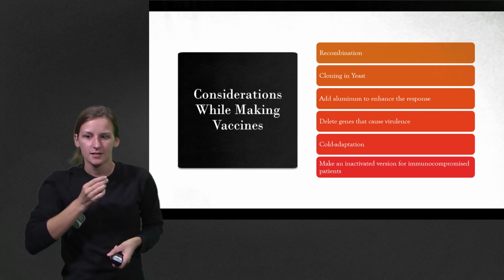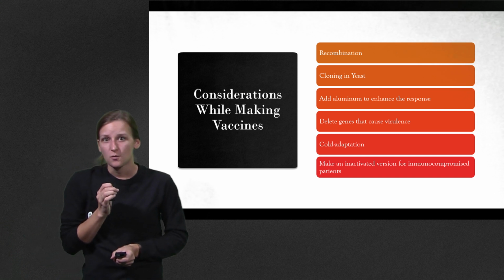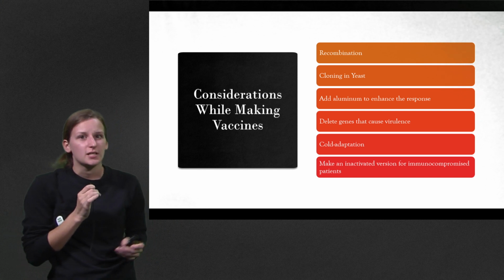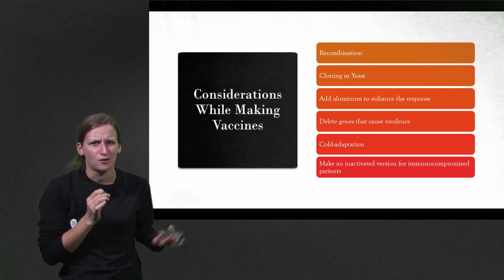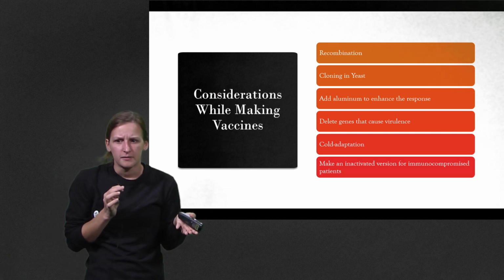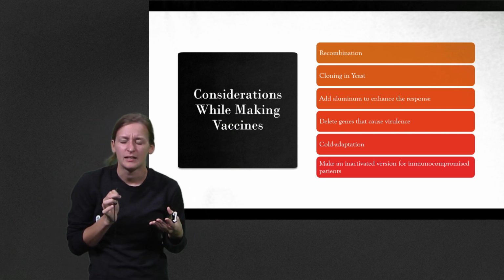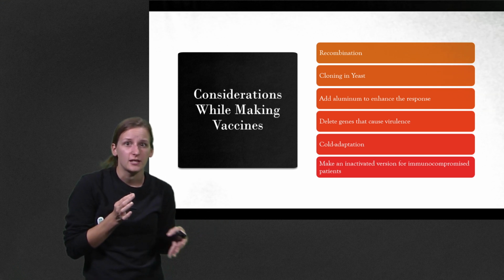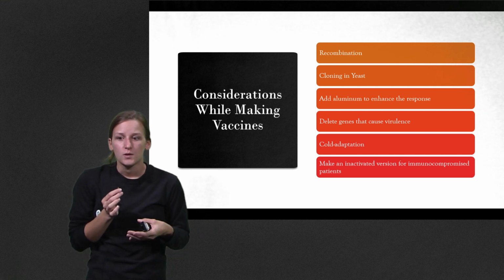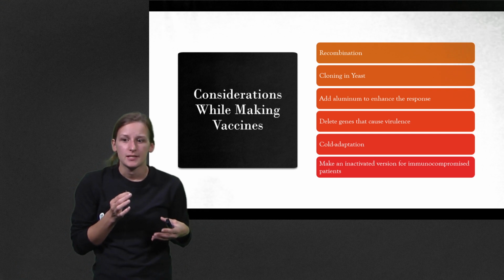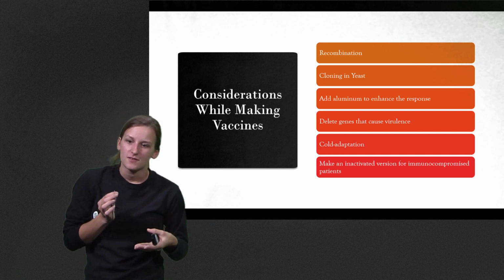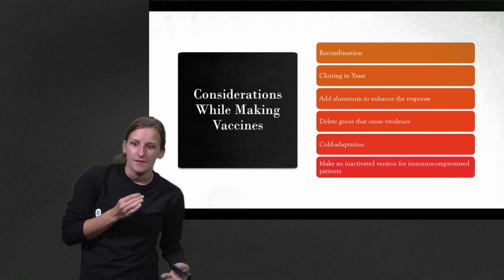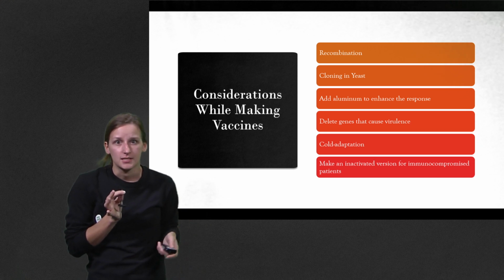This is kind of intuitive, but there are so many ways to make different vaccines. If you see a question on the exam asking which one of these is a way to make a vaccine, it's probably going to be an all of the above thing. You can recombine them, you can put them in yeast and clone them, you can add aluminum to elicit a stronger response. You can take a live vaccine and cold adapt it. You can make an inactivated version for patients who can't take live vaccines. There are many different ways to make a vaccine.